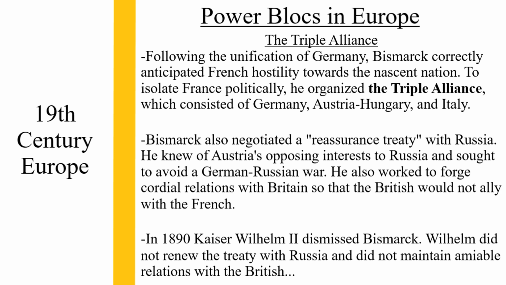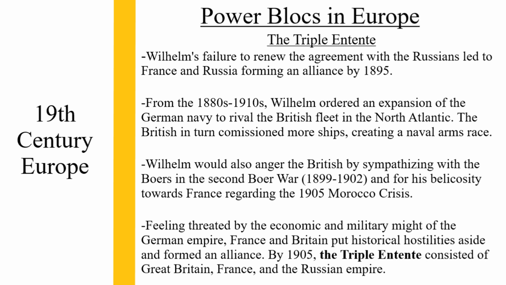And he probably would have, too, but in 1890, Kaiser Wilhelm II dismissed Bismarck. Wilhelm did not renew the treaty with Russia and did not maintain amiable relations with the British. And we'll see examples of that on this next slide. The Triple Entente. Wilhelm's failure to renew the agreement with the Russians led to France and Russia forming an alliance by 1895.